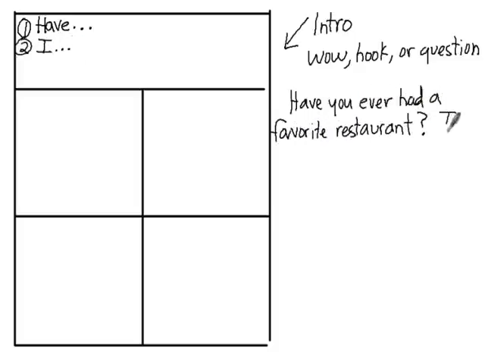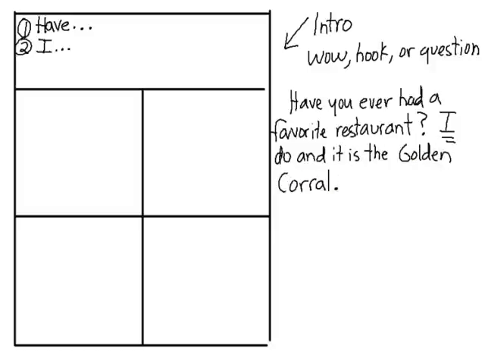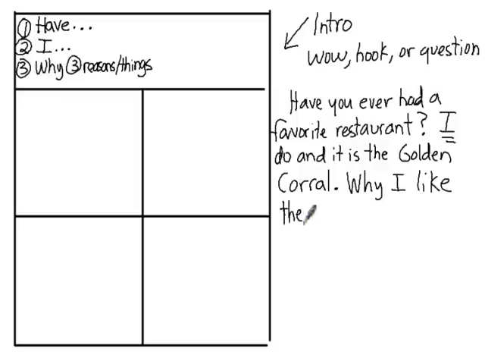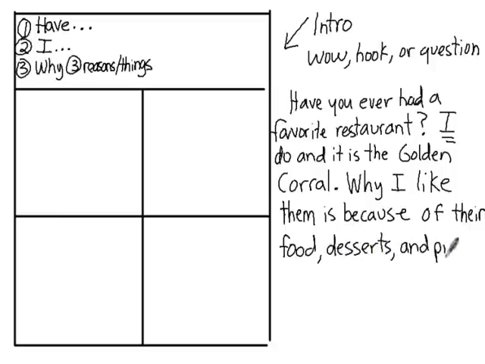Then they move on to the second sentence, which is an I statement. "I do, and it is the Golden Corral." Once they move on to that, they go on to the third sentence, which is "why," and give me 3 reasons. So in this example, it is going to be "Why I like the Golden Corral is because of their food, their pricing, and their desserts." Once they have all 3 of those sentences written, they've completed their first paragraph.